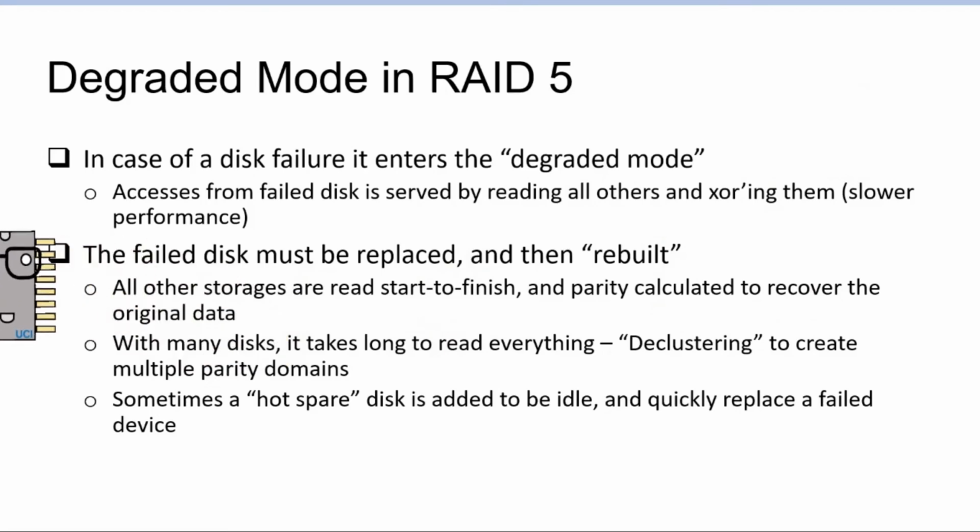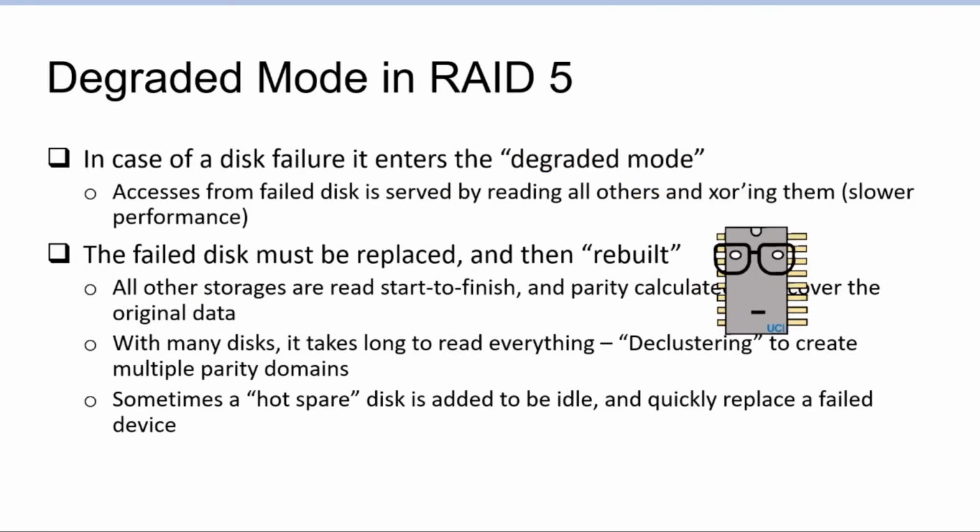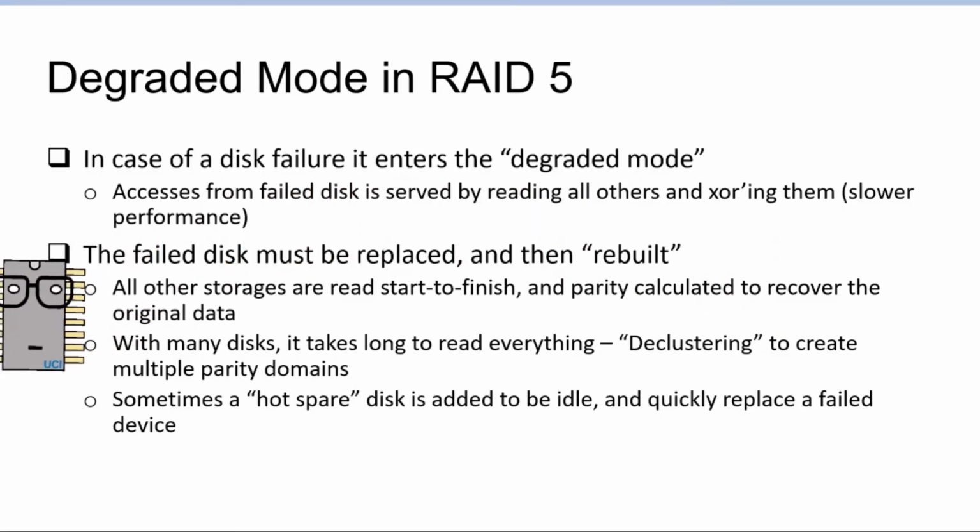So when the disk fails and someone raises an alert, if there's an email that went out or something like that, the failed disk must be replaced and it must be, quote unquote, rebuilt. And when the RAID rebuilding is going on, all other storage devices, so in the previous example, storage devices 2, 3, and 4, are all read from start to finish and parity calculated for each block. So you do the XOR, XOR, XOR for each block to recover the original data, all of the original data that used to be stored in storage device 1.